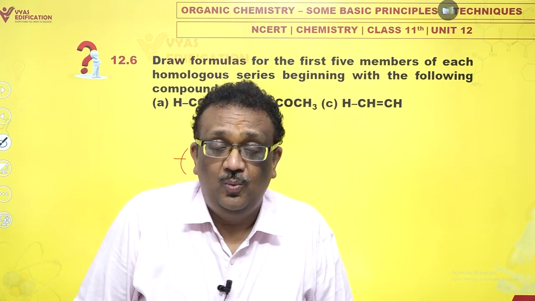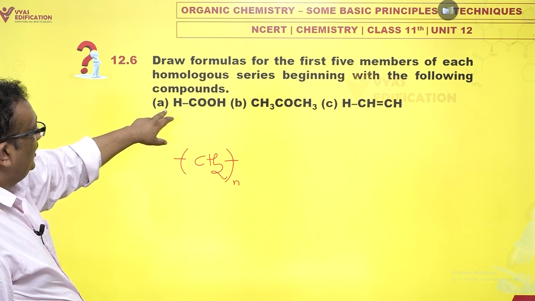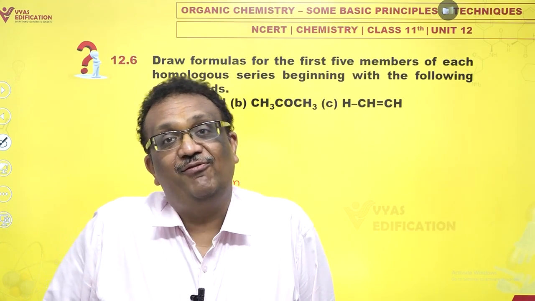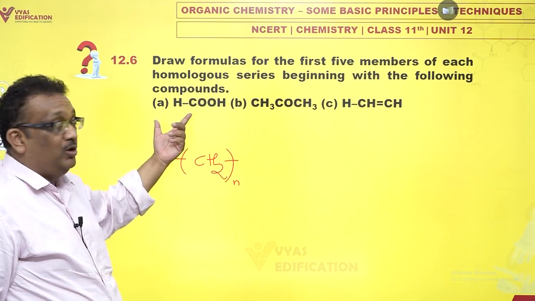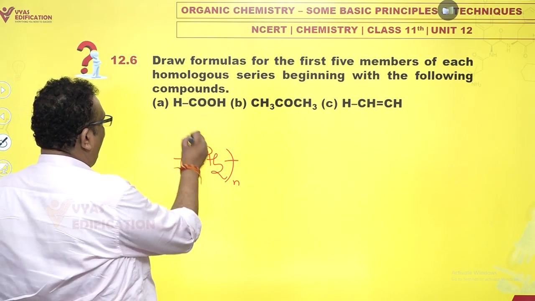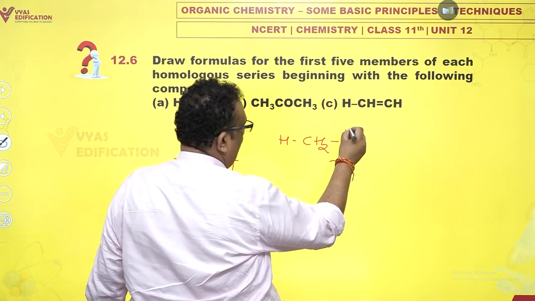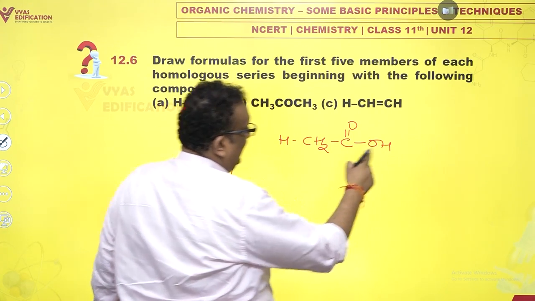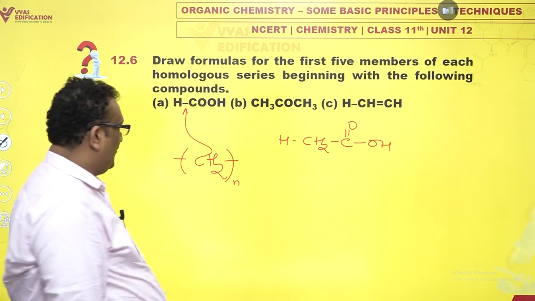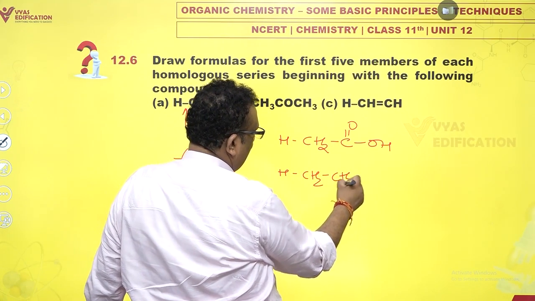If this is vague, well, let me offer you something more consistent. First 5 members of A. Now I have carboxylic acid. What has been given to me is formic acid, HCOOH, also called methanoic acid. How do I get the second acid? I add one CH2. I get HCH2COOH. This is acetic acid or ethanoic acid. Wow. And then this is HCH2. Now I add one more CH2.